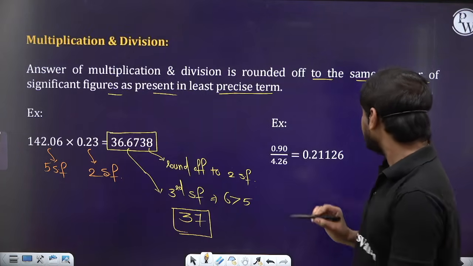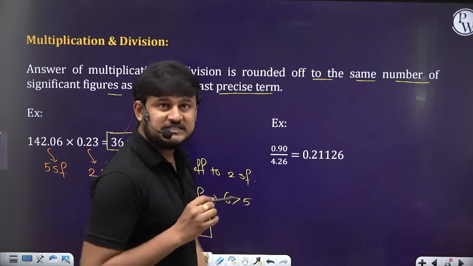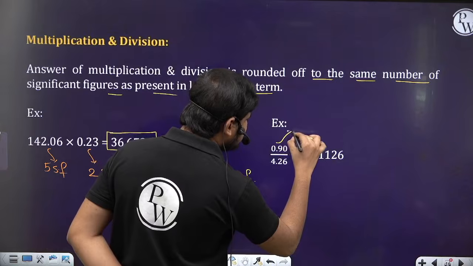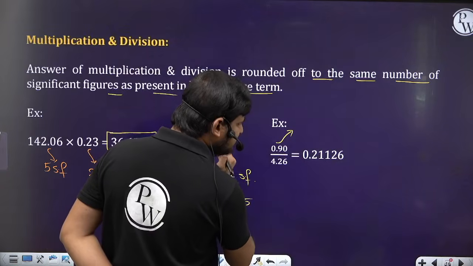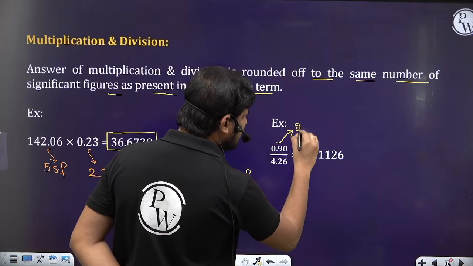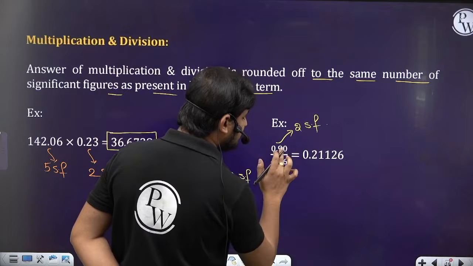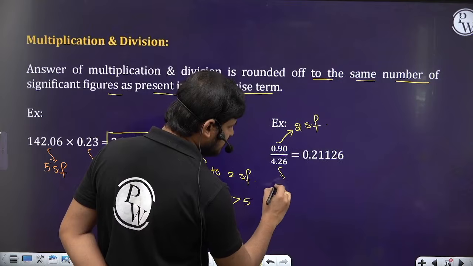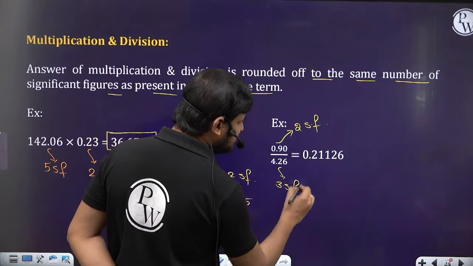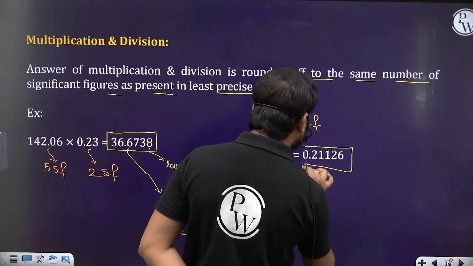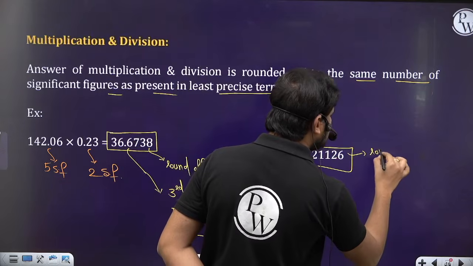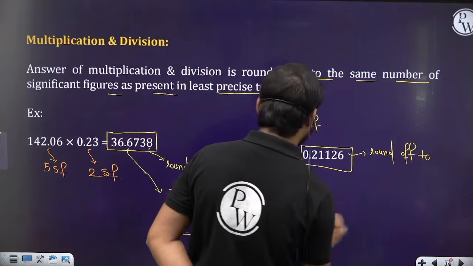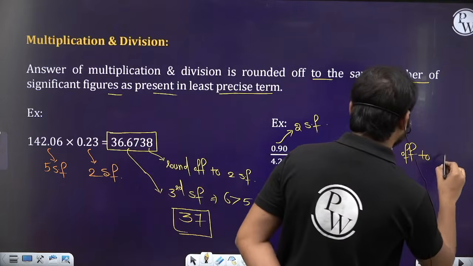0.21126. So now, this should be rounded off to how many significant figures? That's the question. How many significant figures are there in 0.90? Leading zeros are insignificant, so that's why only two significant figures. But after the decimal, ending zeros are significant. So here 3 significant figures. So obviously the answer should be rounded off to two significant figures.